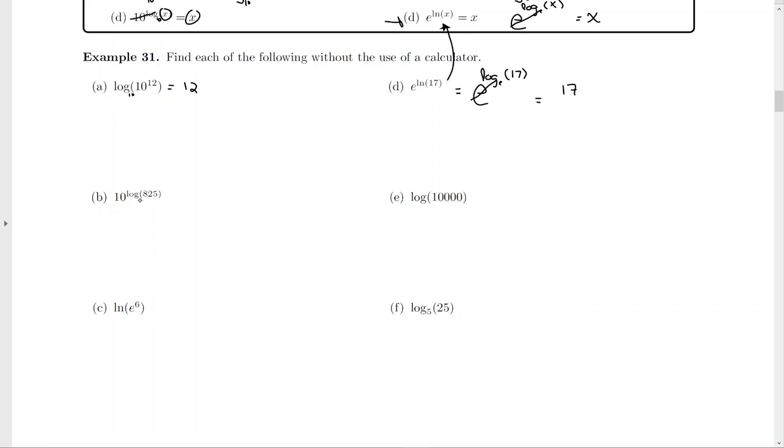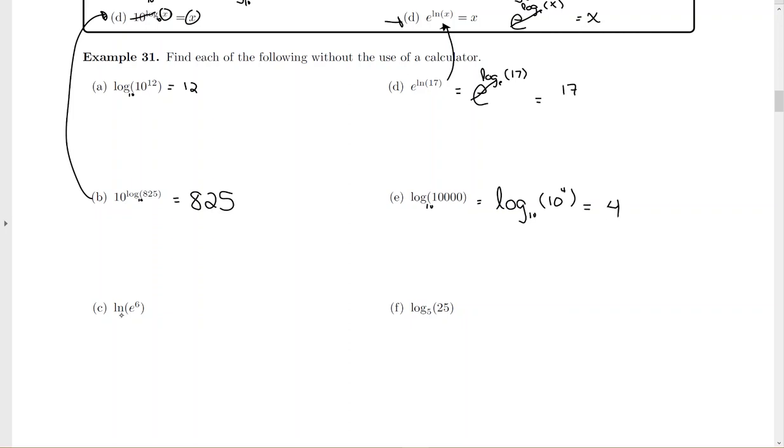So 10 raised to the log base 10 of 825 is 825. Again, that's following this property right here. No work to show. Don't even need your calculator. For letter E, again, this is log base 10 of 10,000. So we've got 1, 2, 3, 4 zeros here. So this could be rewritten as log base 10 of 10 to the 4th power. So our final answer then is going to be just 4.